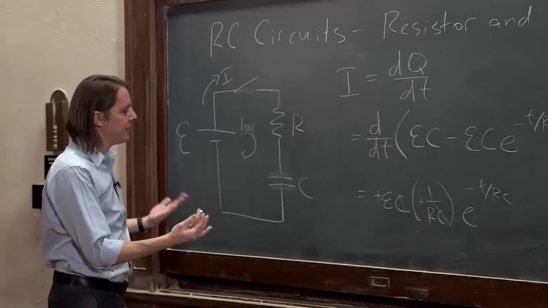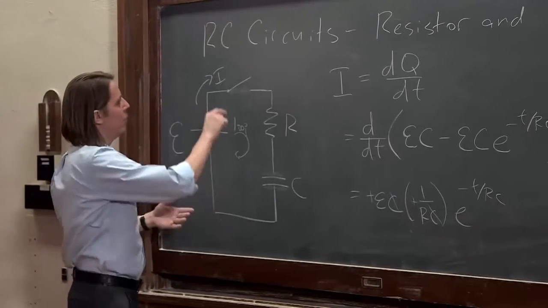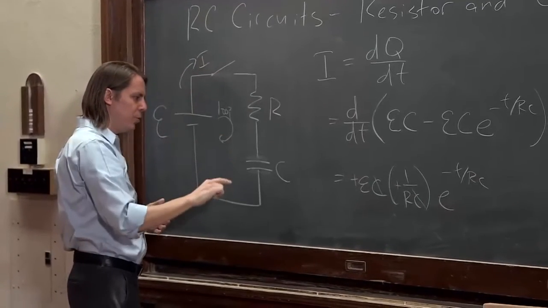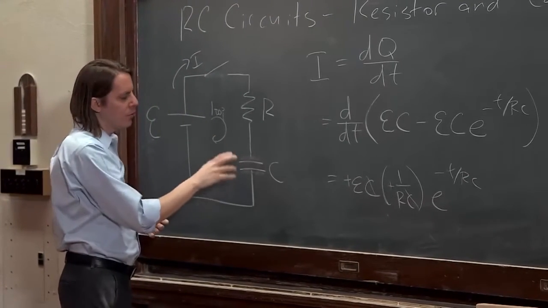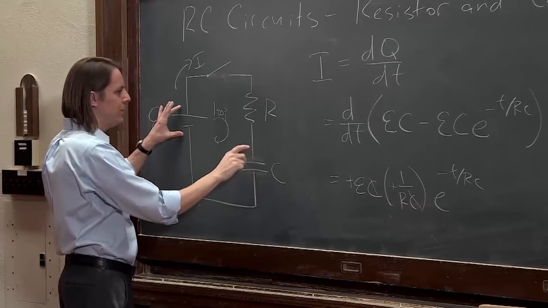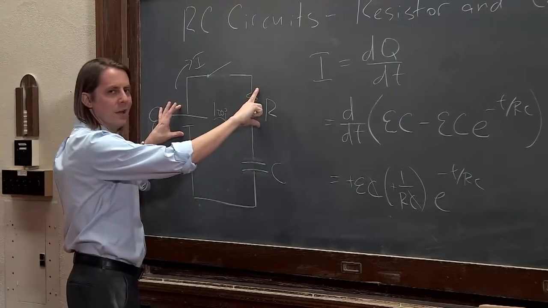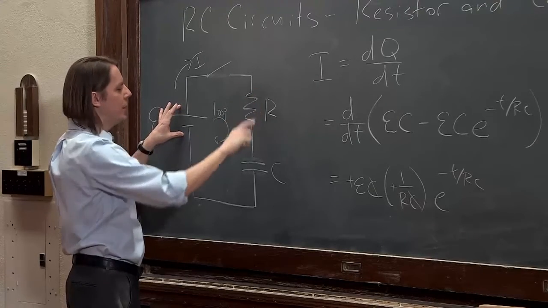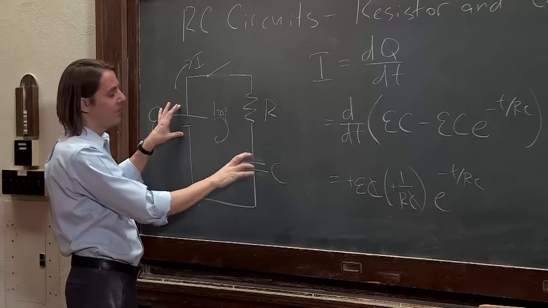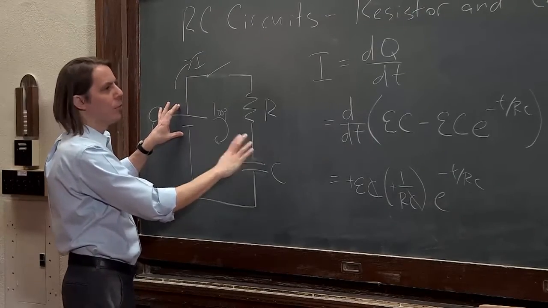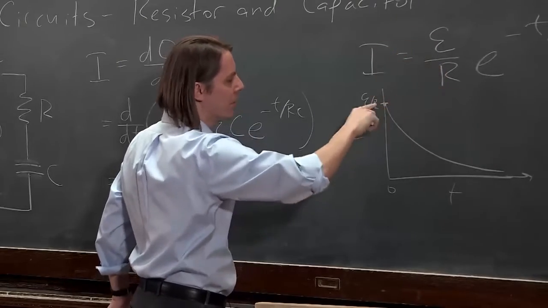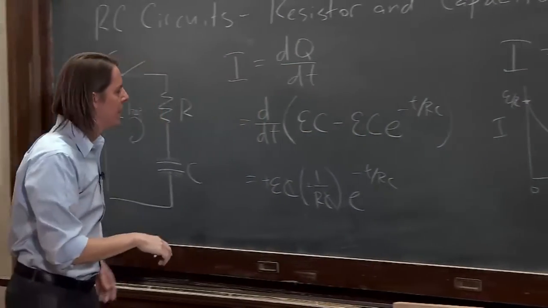And that actually matches physically what you'd expect. At first, when we first close the switch, there's no charge on this capacitor yet, so there's no potential drop across this capacitor yet. All the initial potential drop goes across the resistor. So at the very beginning, the resistor doesn't even know that the capacitor is there. It's just like a wire at the very beginning because it has no potential drop across it. Therefore, at the beginning, you get Ohm's law: EMF equals IR. And that's why you get that initial current value.